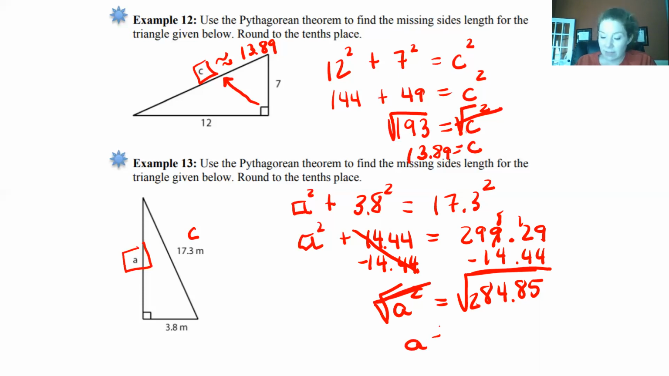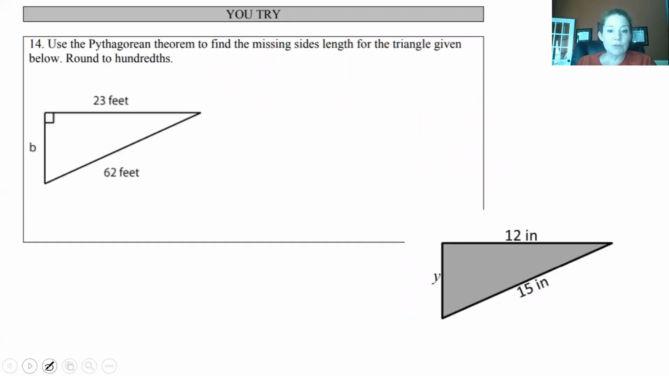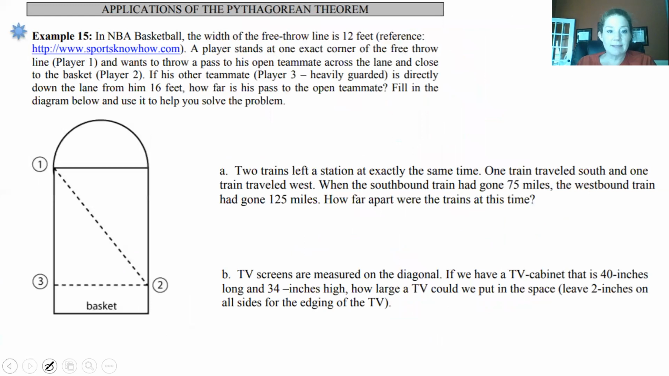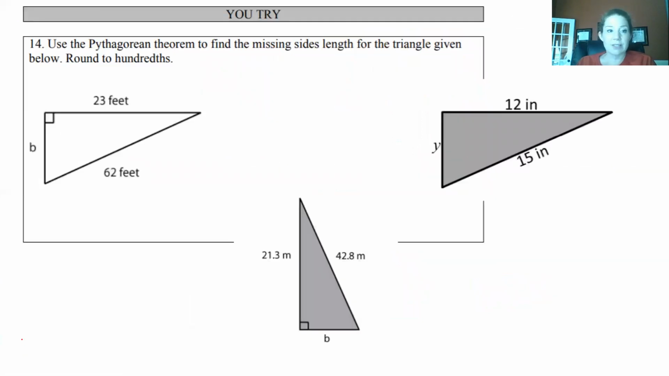So we're left with A is equal to the square root of 284.85. And A is about 16.88 meters. And that's how we do that. All right, it says you try. So you guys are going to do 14. You're going to do those 3 problems and then come back and check your answers.